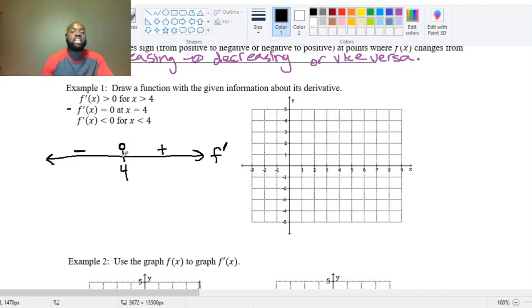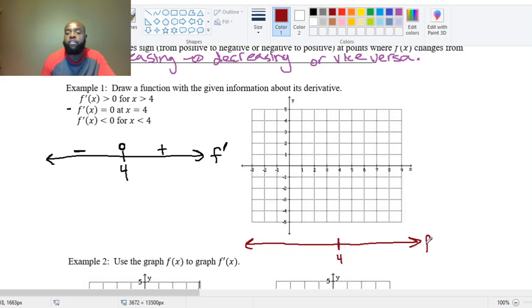Now, each of these things translates to something about your function, right? So I'm going to do another number line, and this number line is going to be reflective of these values here, but since I'm going to draw the function, I'm going to put this number line under here so that it can help me graph. All right, and the important number on this number line is the number 4, and I'm going to line it up with the 4 on my graph here.